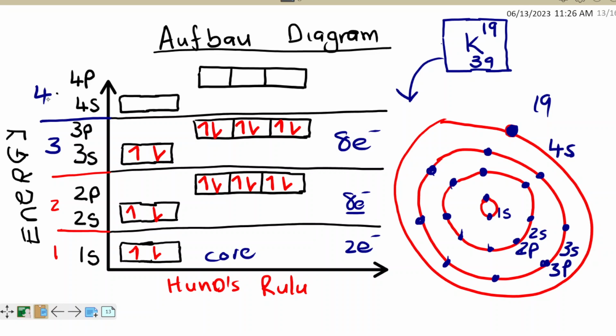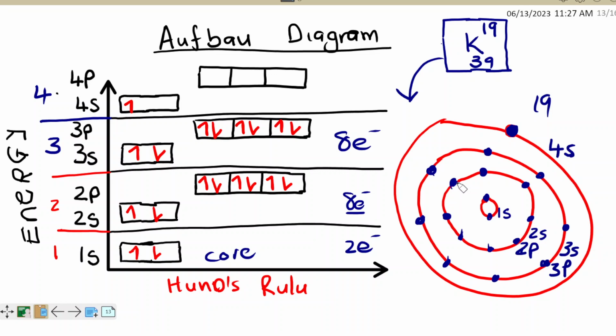So we come here to the fourth orbital, which is a valence orbital. It is going to have only 1 electron because it's only 19 electrons. So that's how we fill in the Aufbau diagram for the potassium atom.